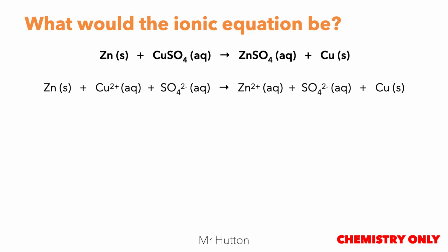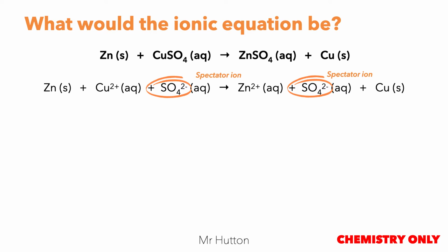So the zinc stays the same, then we have copper 2 plus aqueous ions, our SO4 2 minus sulfate ion, and then on the right hand side of the products we've got Zn2 plus aqueous, and again the sulfate ion. You notice that the sulfate ion appears on both sides in the same form, it's SO4 2 minus. So that's what we call a spectator ion. It's unchanged. Nothing happens to it in the reaction.